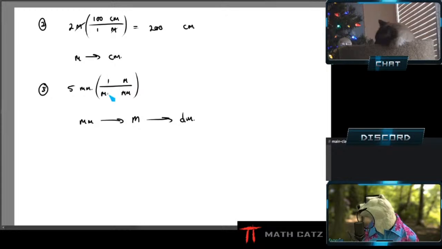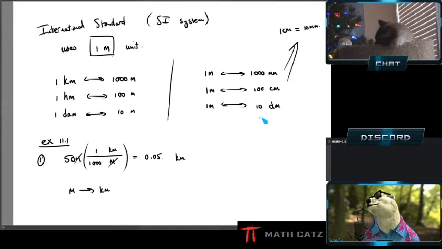So 1 meter, oops, 1,000 millimeters. That gets me to meters. Then I can go down to decimeters, again because of what I have in my table. I want meters to decimeters. Meters will have to cancel with this one, like millimeters canceled here. Decimeters over there. 1 meter, 10 decimeters. Look it up if you're not familiar with decimeters. We don't use decimeters very often.